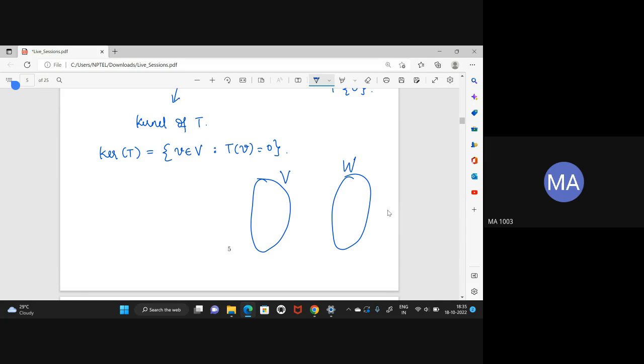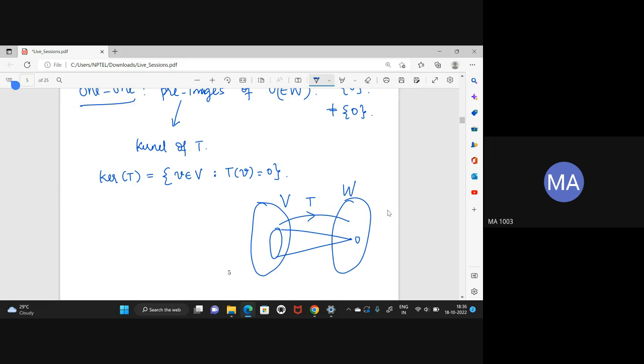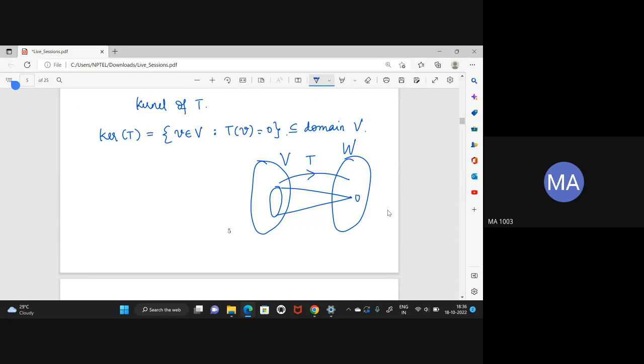So you have a domain and a codomain, and then you have a linear transformation. You're looking at the set of all pre-images of the 0 vector. Where do the pre-images of the 0 vector lie? In the domain. It's a subset of the domain. Can you give me one vector that you know for sure is there in the kernel? The 0 vector. The 0 vector always belongs to the kernel.